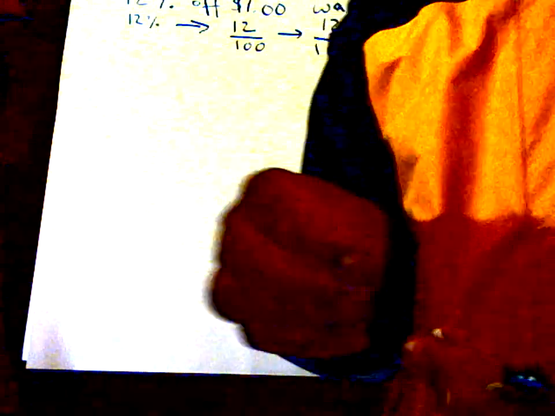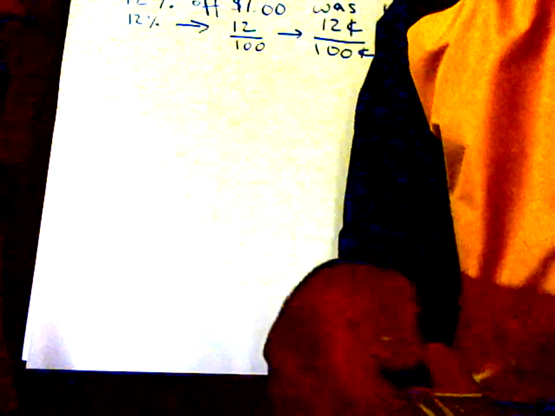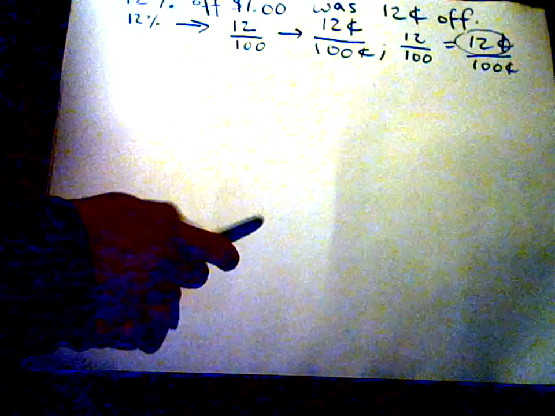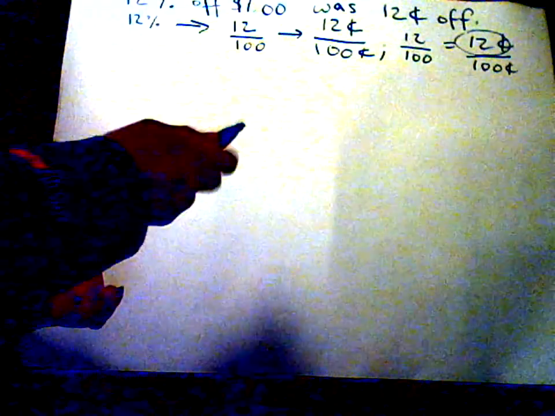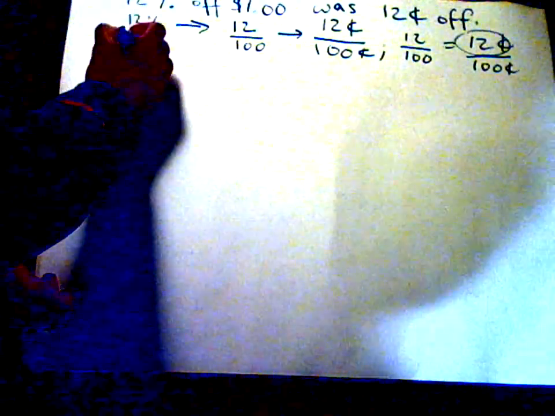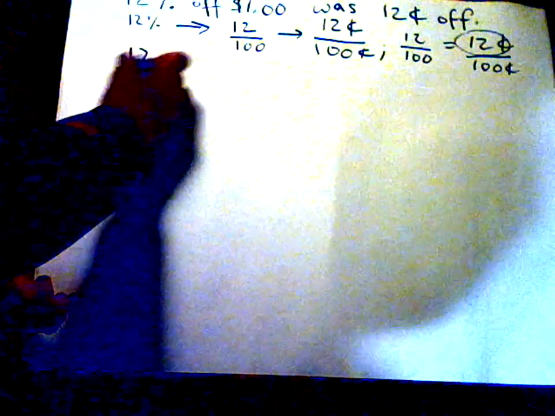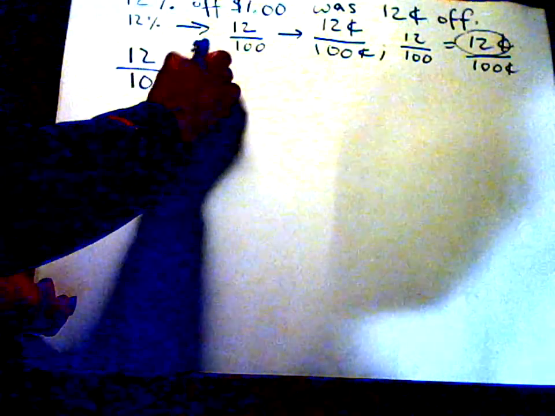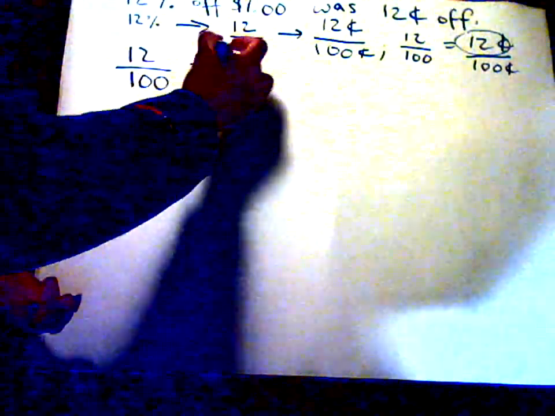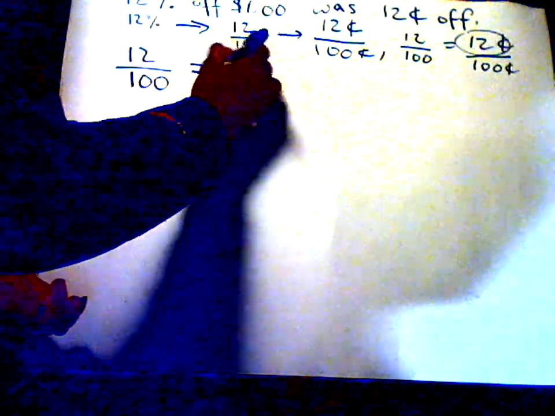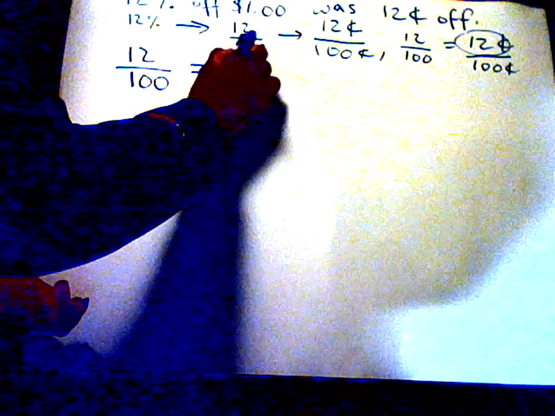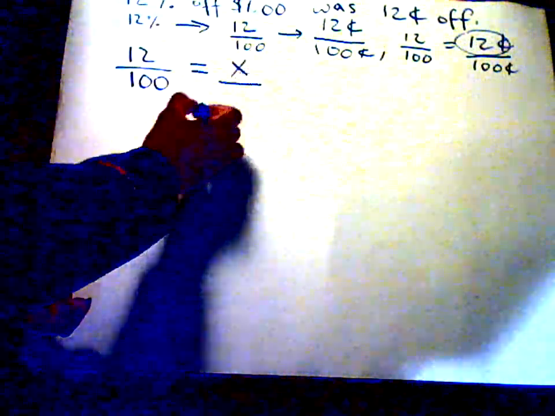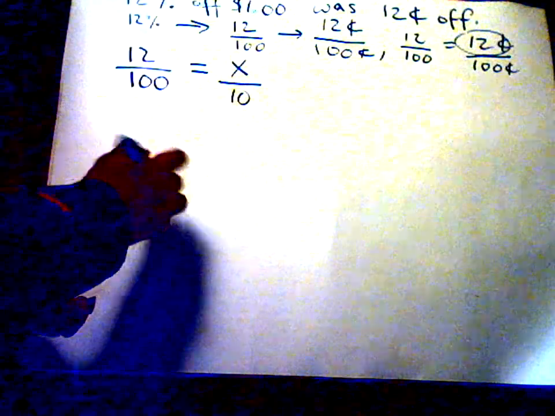Okay, so here I have $10, and I want to find out what 12% off $10 would be. So I can set a proportion up. 12 over 100 is equal to, I don't know how much money I have, so I'll say x over 10.